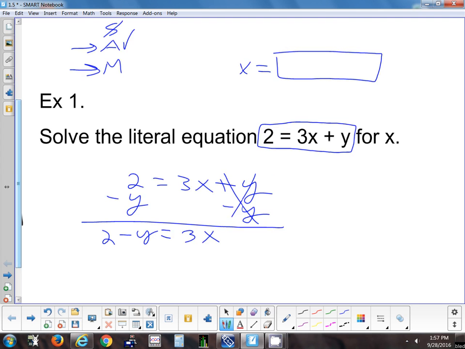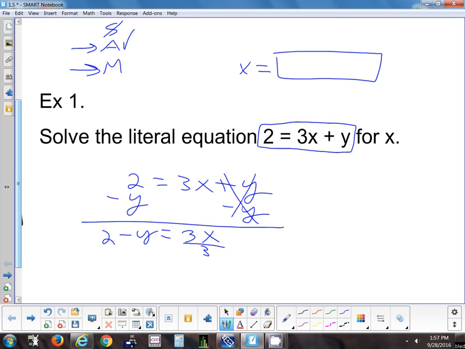I don't understand what you mean by both sides. You just divide 3 from x. Divide 3x by what? 3. Okay, so that's one of them. And then you divide it on the other side. How? What do I do?